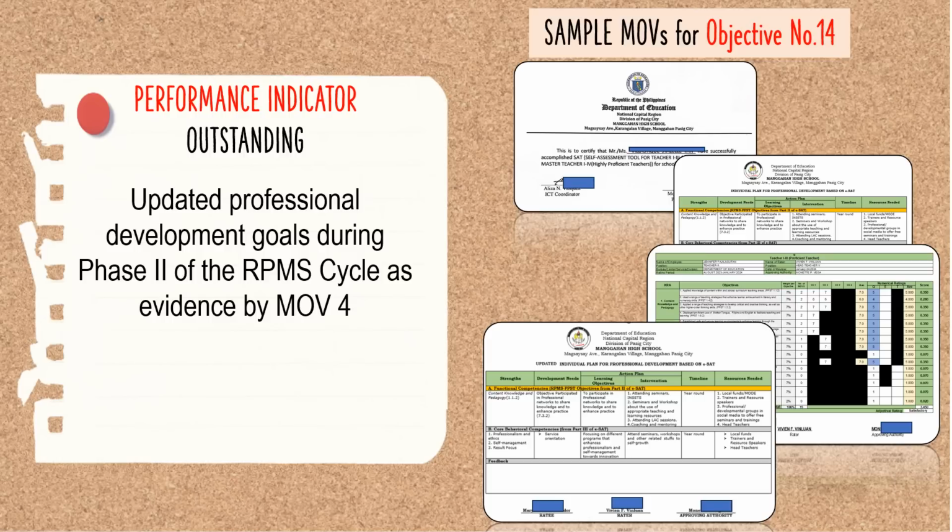So dapat nakalagay rin dito, kung mapapansin kasi ninyo, 4 po yung nakalagay, dapat nakalagay rin dito yung certification from the ICT, katunayan na nag-take ka ng ESAT, IPCRF-DP, and yung MRF. Kasi ito yung supporting documents para magawa mo itong updated IPCRF development plan mo.